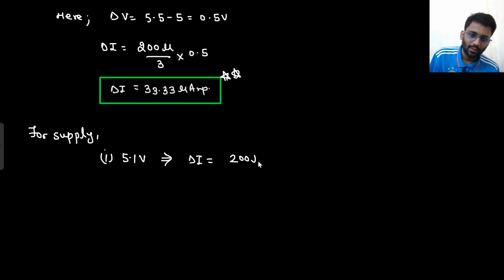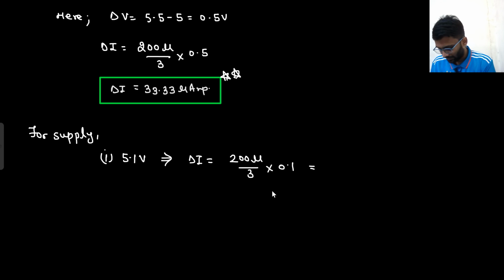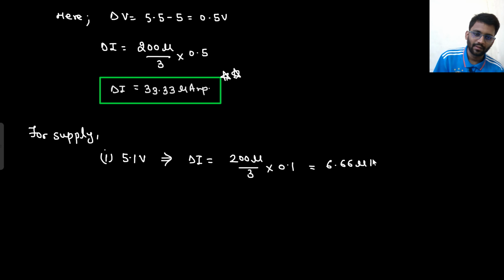Delta I would be 200 micro by 3 into 0.1. So 20 by 3. What is the value of 20 by 3? 6.66 microampere. So nearly this you will be getting.